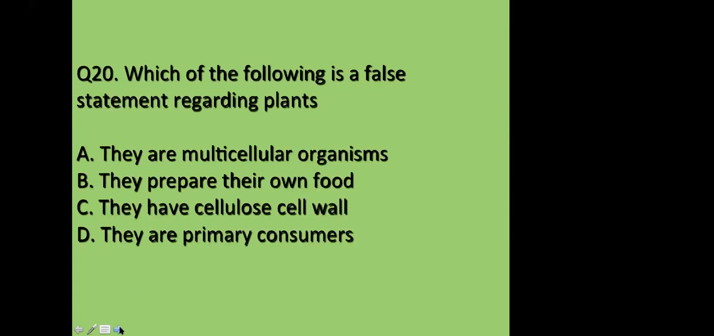Now let's see the 28th question. Which of the following is a false statement regarding plants? They are multicellular organisms. They prepare their own food. They have cellulose cell wall. They are primary consumers.